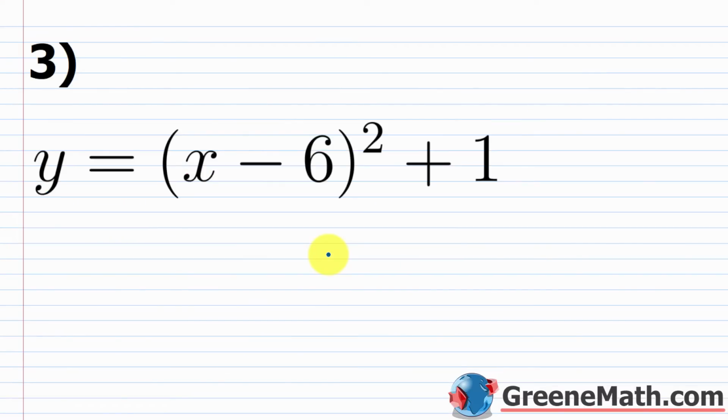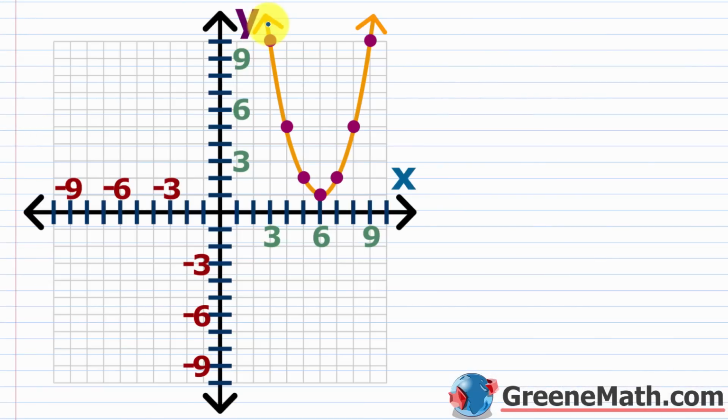Okay, let's take a look at problem 3. Here we're given y is equal to the quantity x minus 6 squared plus 1. This graph would be a parabola. Looking at this guy, you would see that no vertical line would impact the graph in more than one location, so you can immediately say that this is going to be a function. And let me draw a few vertical lines for you just for the sake of the tutorial.